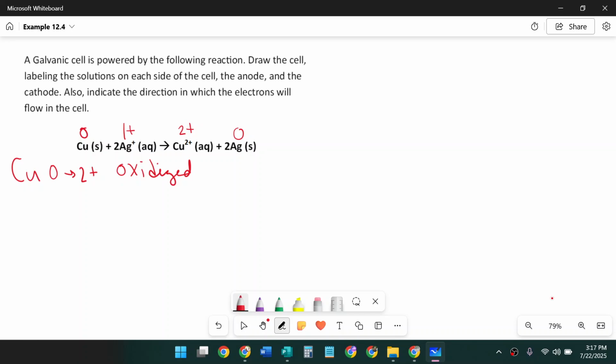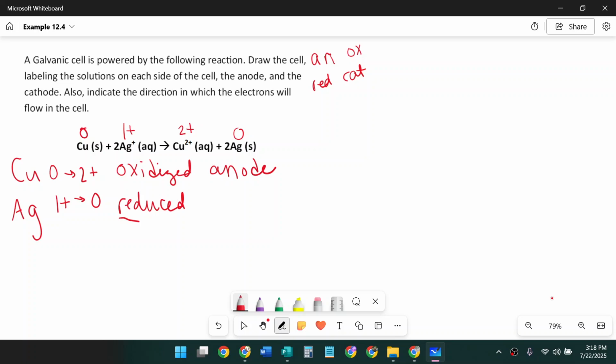And to help me remember which one's which, I say an ox and red cat. So this is oxidized. That means it's the anode, and ox. And then the other one, the silver, went from a 1 plus to a 0. It went down in number, so it was reduced. And I use my little thing again, red cat. So this is the cathode.